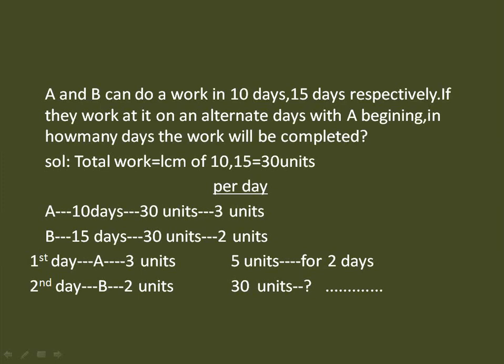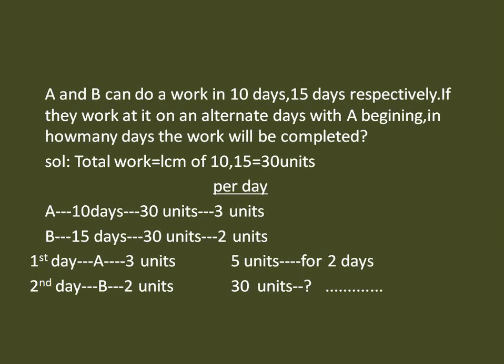A and B can do a work in 10 days, 15 days respectively. If they work at it on alternate days with A beginning, in how many days will the work be completed? See, for any kind of work we have to find the total work first. What is the total work? LCM of 10, 15. So what is the LCM of 10, 15? That is 30. So total work is 30 units.